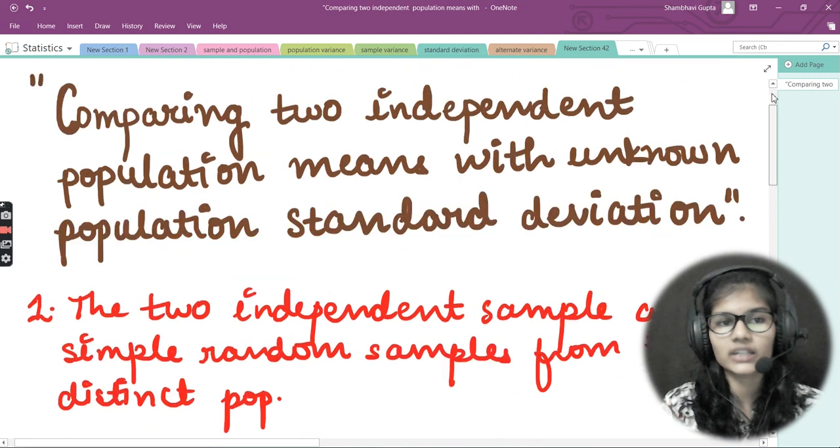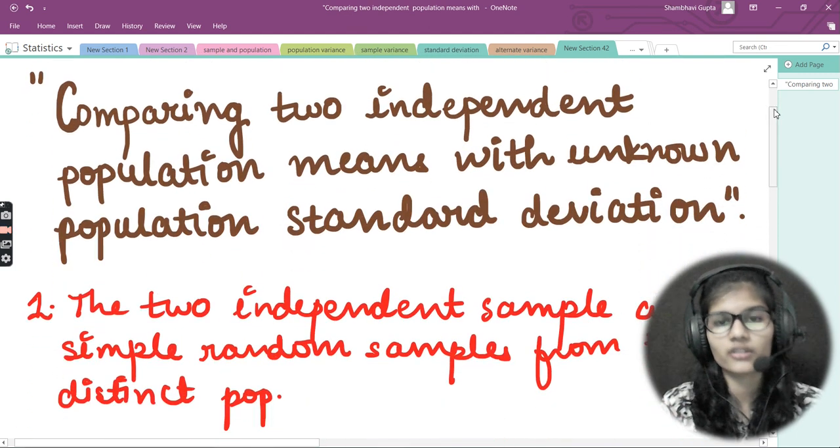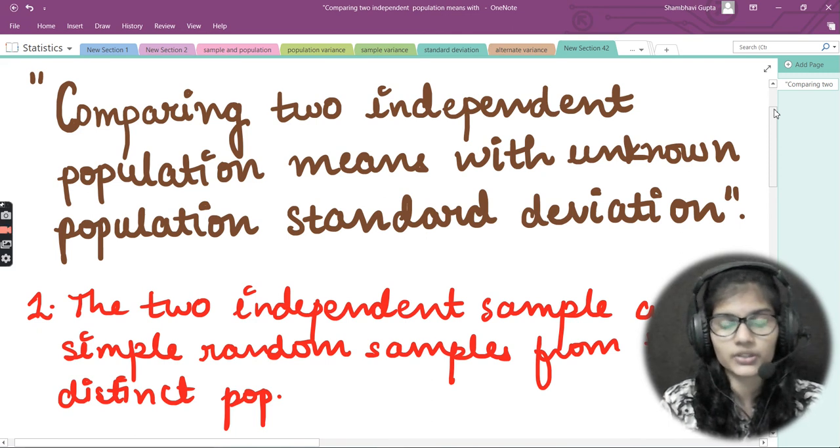So I hope you got the idea regarding the comparison of two independent population means with unknown population standard deviation. This was about this particular topic, and we'll continue this in the next video.